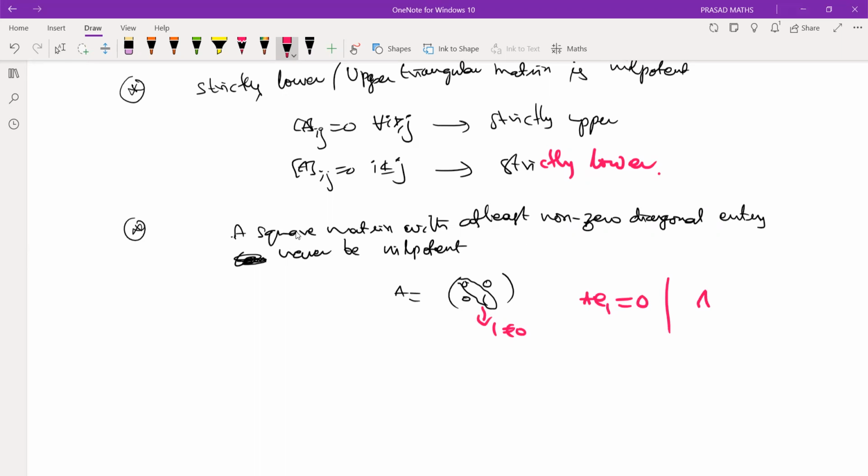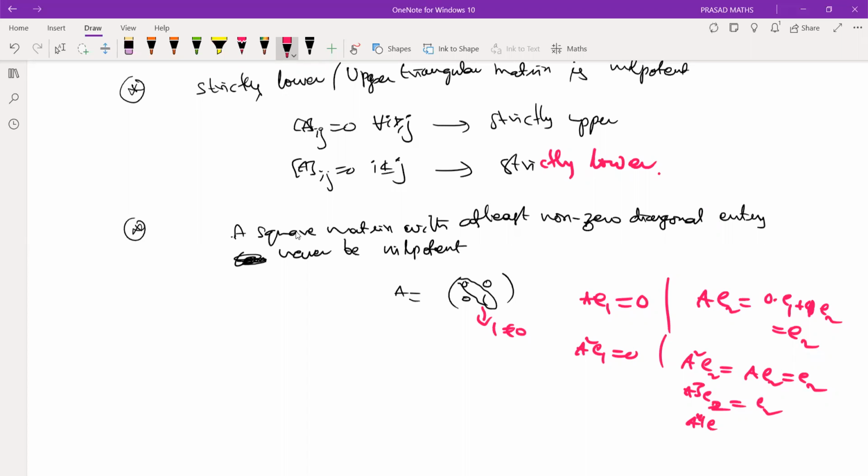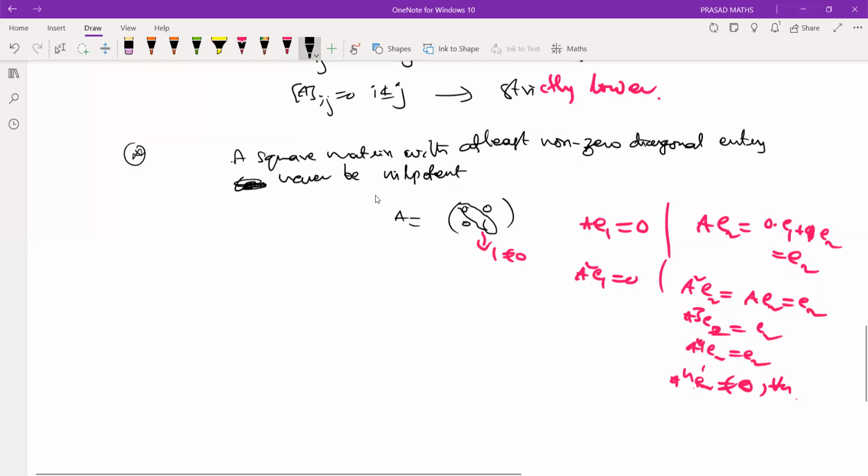Compute A e1. What is A e1? 0. What is A e2? 0 e1 plus 1 e2. That is e2. What is A square e1? 0. What is A square e2? That is A of e2, which is e2 itself. A cube e2 is again e2, A power 4 e2 is again e2. So what you observe is A power n e2 is never 0 for any n. Is it clear? Yes, sir. A power n e2 is never 0, therefore it cannot be nilpotent.